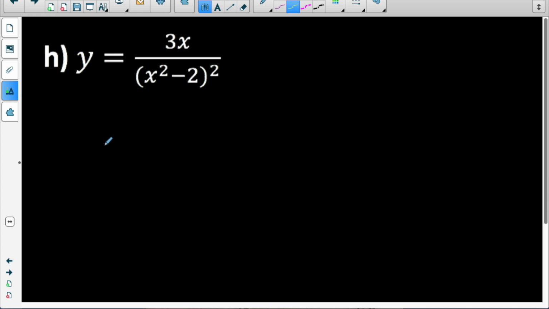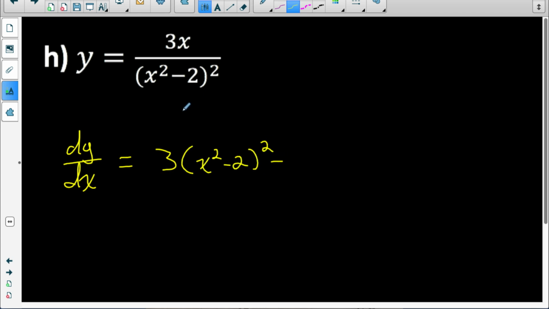So last derivative example. This time let's use Leibniz notation. Instead of using y prime, I'll use dy over dx. It means the same thing. It means the difference in y with respect to the difference in x equals derivative of top, 3, times the bottom, x squared minus 2 squared, minus the derivative of the bottom function, which I'm actually going to need chain rule for, right? So bring the exponent down, leave the base the same, reduce the exponent by 1, and that needs to be multiplied by the derivative of the inside function.